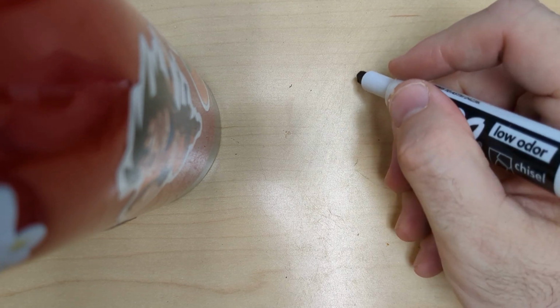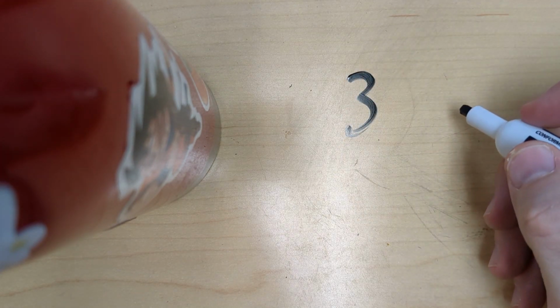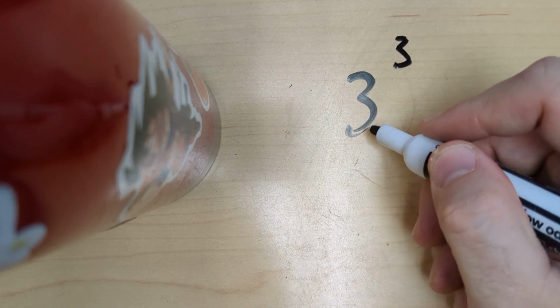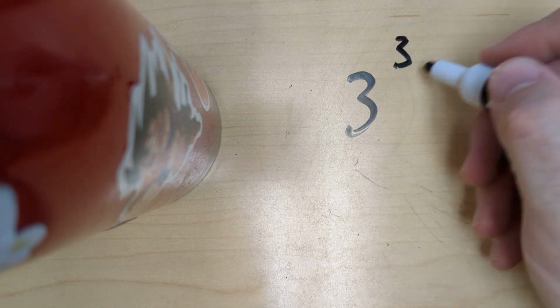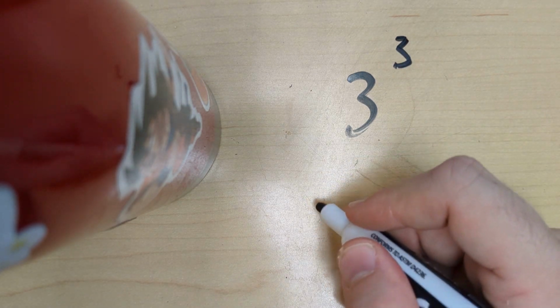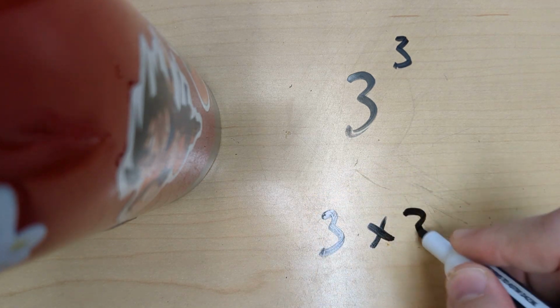If we have 3 and then we have our exponent up here, let's say a power of 3, then what we're saying is that we have a 3, and it's going to be multiplied a total of 3 different of those digits multiplied together. So it would be 3 times 3 times 3.